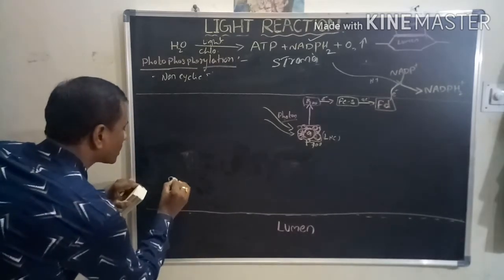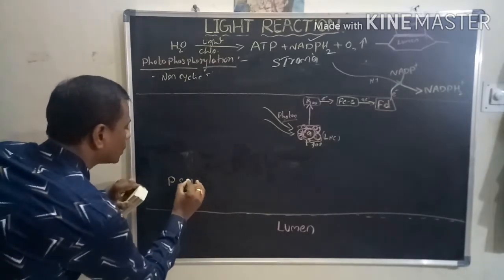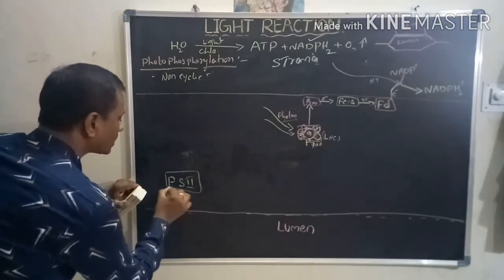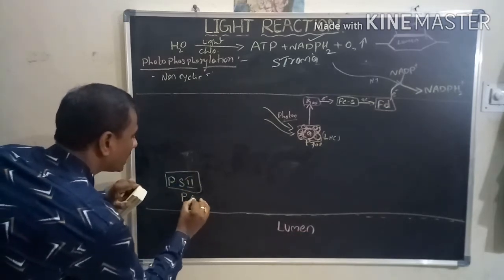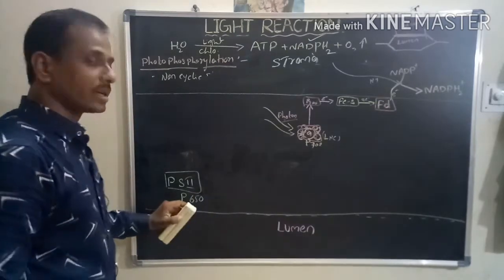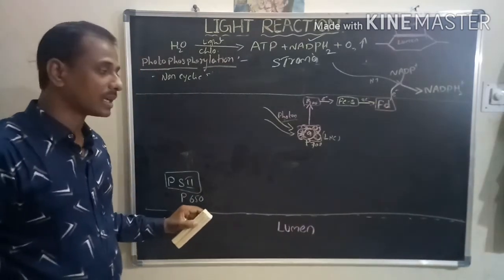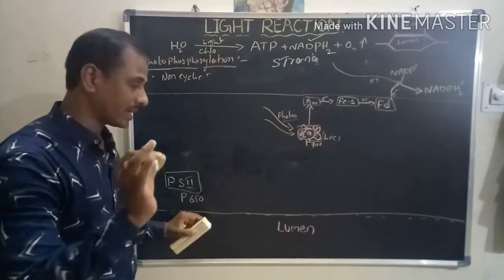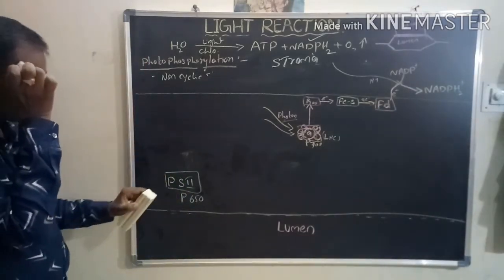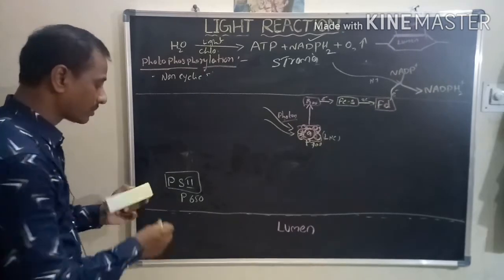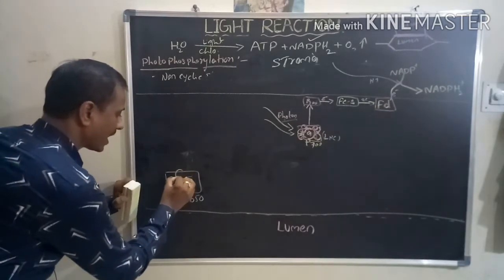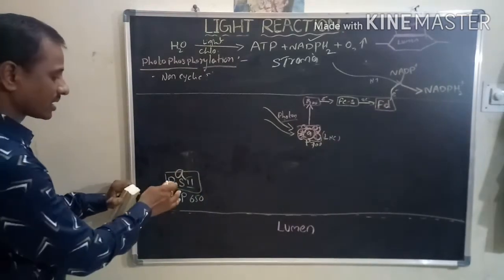The second photosystem is PS2. The PS2 is also called P650 because it receives the 650 nanometer wavelength of light, that is only red light. The reaction center which is present in PS2 is chlorophyll A. This is a reaction center.